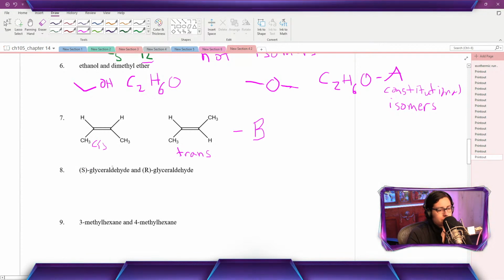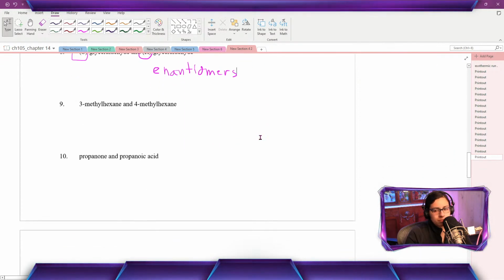So what about the difference between S-glyceraldehyde and R-glyceraldehyde? Any thoughts in the chat? So remember we had that S and that R for handedness. And so these would be enantiomers. So let's look at 9.